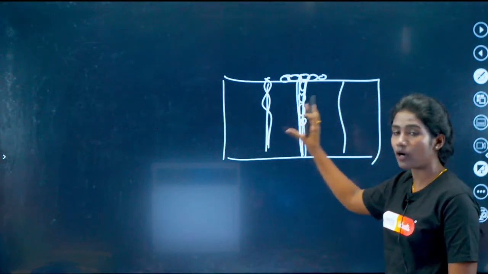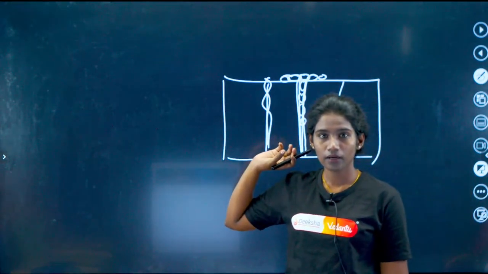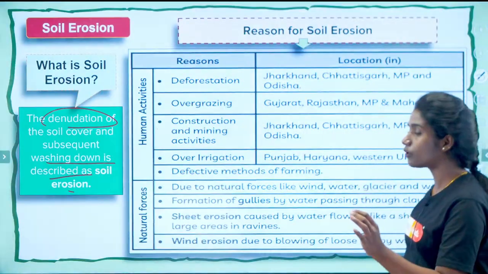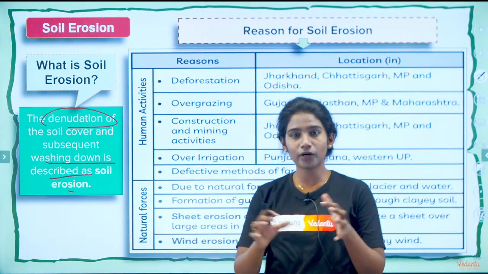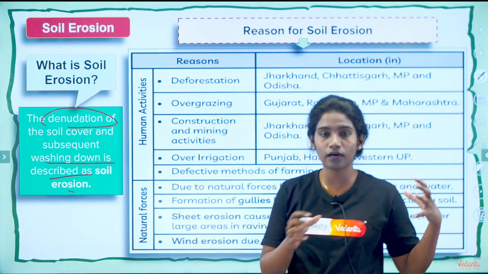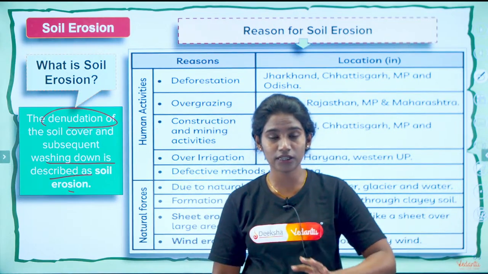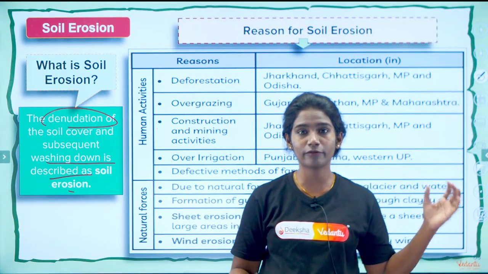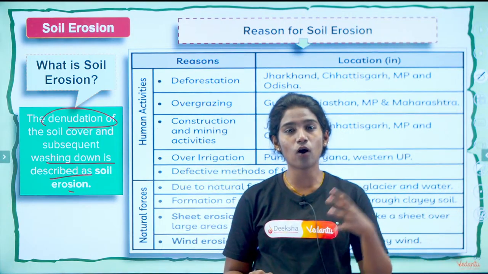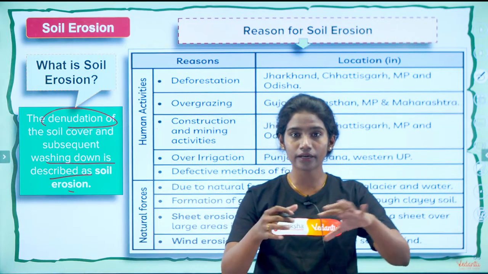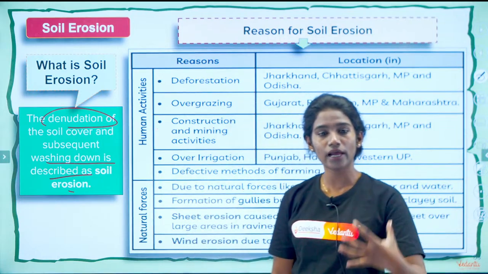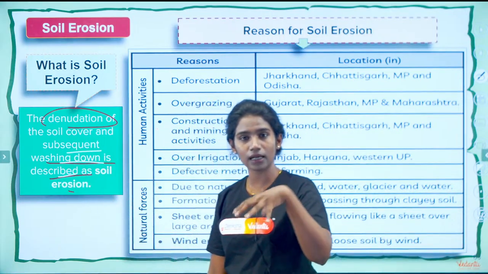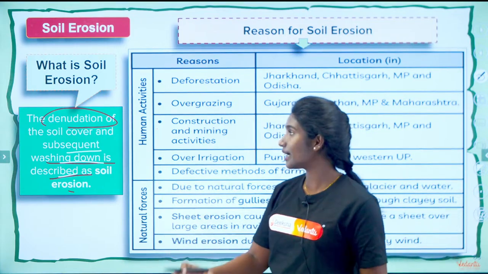Over a period of time the weathering of rock takes place, and from that the soil is formed. But sometimes in a particular region, when there is too much water flow, or in a region where deforestation has taken place, there will be no trees or grasses to hold that soil. So what happens when the wind blows with heavy pressure? It will take away all the nutrients present in the soil, and finally the region will become unfit for cultivation. The soil loses its fertility also. Subsequent washing down means certain important substances present in the soil will be washed away. That is called soil erosion.